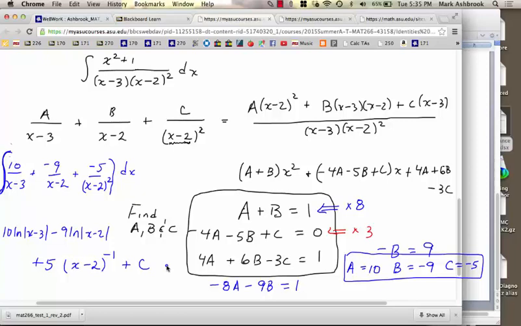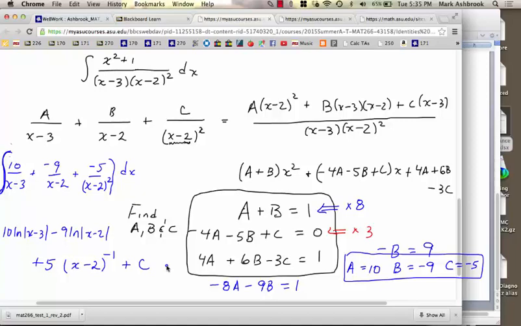Let's make sure we got positive 5 times x minus 2 to the negative 1. So we're going to take negative 1 times 5, x minus 2 to the negative 2, and then there's really no chain rule to do here, right? And that's exactly what we get. Negative 5 over x minus 2 squared.